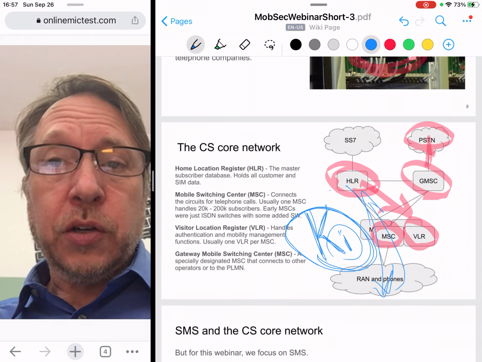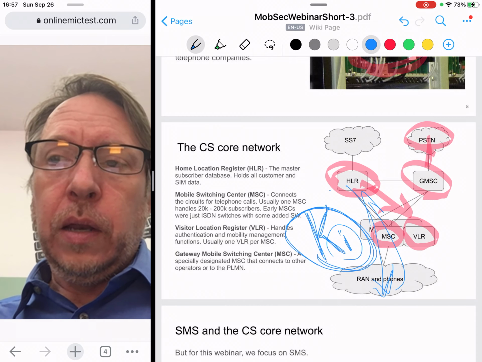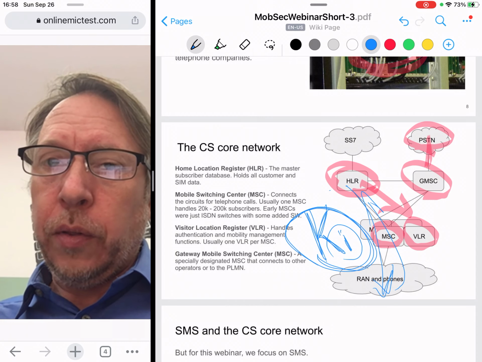The network authenticates the phone, but the phone has no way to authenticate the network, and that is the source of much mischief that we're going to talk about in the second part of this session.